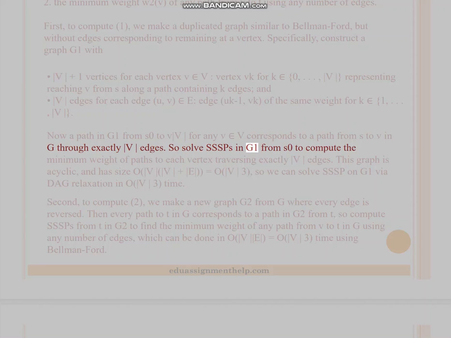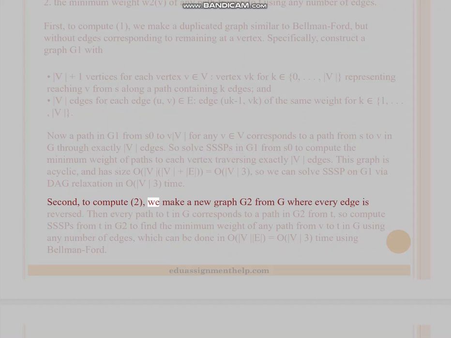So solve SSSP in G1 from s_0 to compute the minimum weight of paths to each vertex traversing exactly |V| edges. This graph is acyclic and has size O(|V|(|V|+|E|)) = O(|V|^3), so we can solve SSSP on G1 via DAG relaxation in O(|V|^3) time.